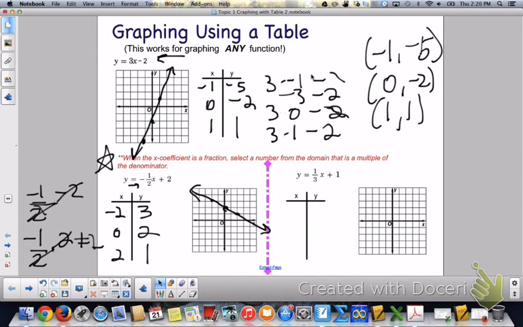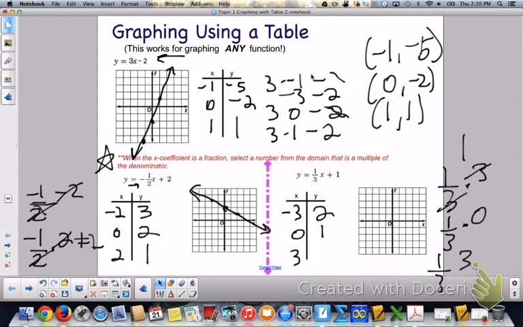Likewise with this one, y equals 1/3 x plus 1. That denominator is 3, so I'm going to do -3, 0, and 3. 1/3 times 3, the 3's cancel, you just get 1, plus 1 is 2. 1/3 times 0 is 0, plus 1 is 1. And 1/3 times 3, 3's cancel, you get 1, plus 1 is 2. So you have -3, 2, 0, 1, and 3.